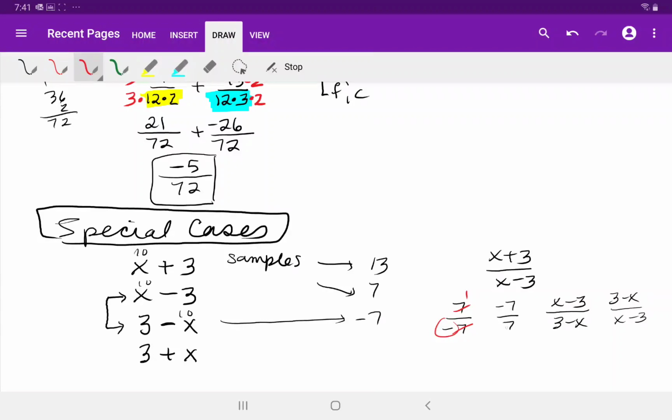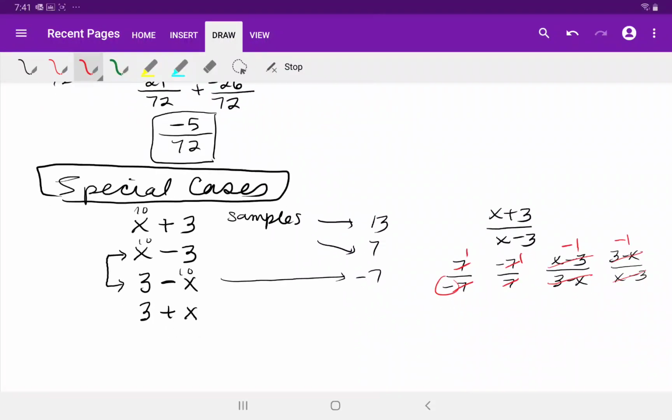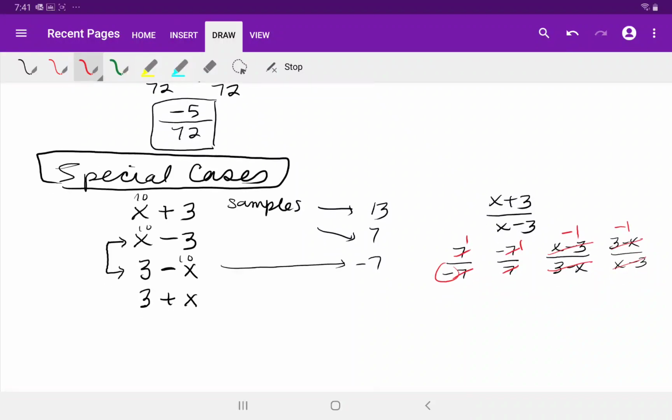Now, what if they were flipped over? 7 into 7 is 1, and then there's this negative sign. So these actually cancel and give you negative 1. There's another thing we can do with negatives, which is multiplying by negative 1. We'll switch it around, so I'll show you that in the next part. It's very cool.